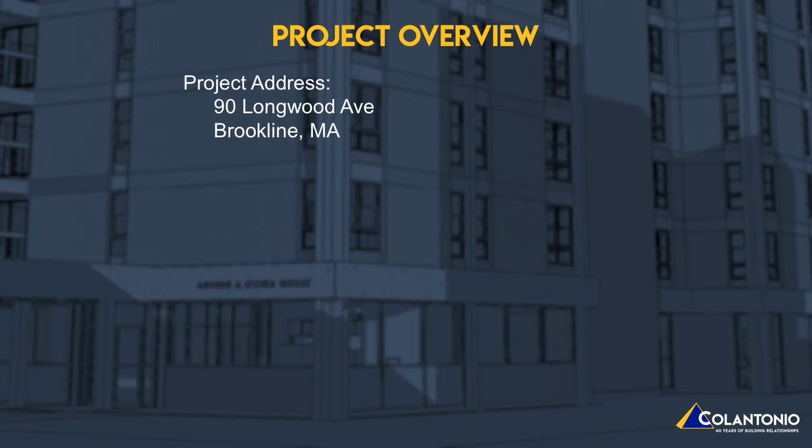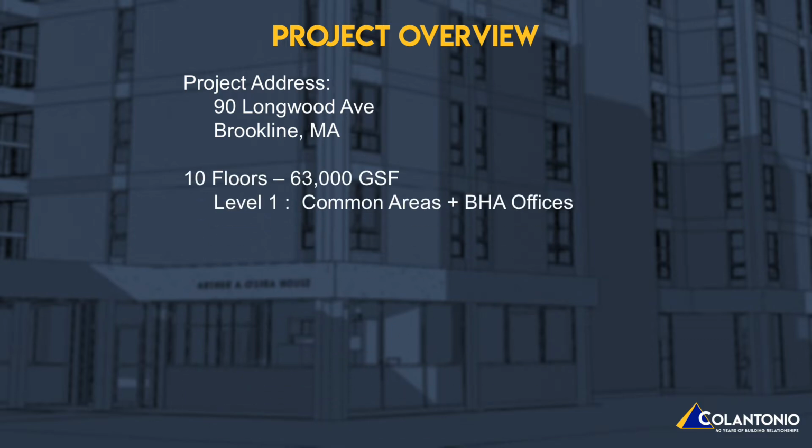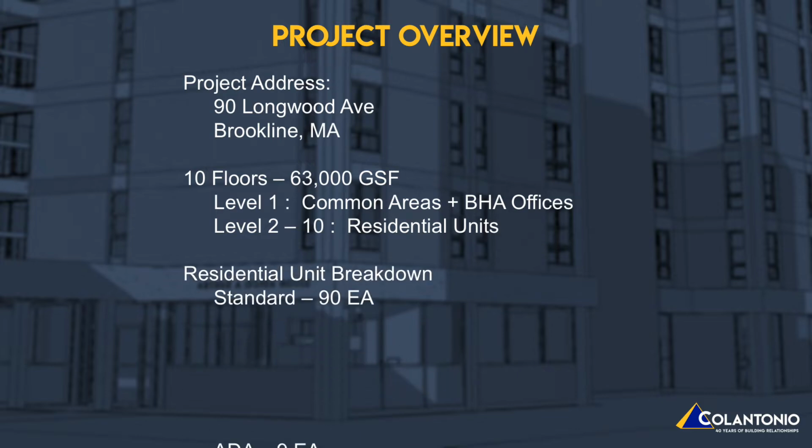The project site is located at 90 Longwood Avenue in Brookline. This property is owned by Brookline Housing Authority. The building has 10 full floors. Levels 2 through 10 consist of 11 residential units per floor, totaling 99 units.